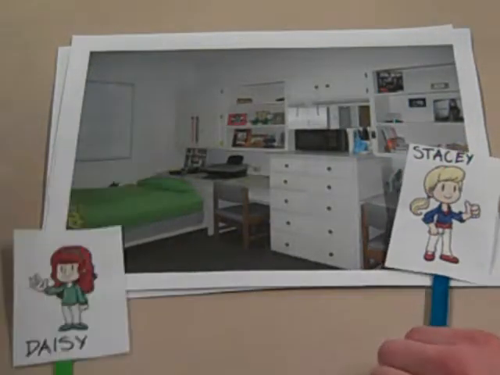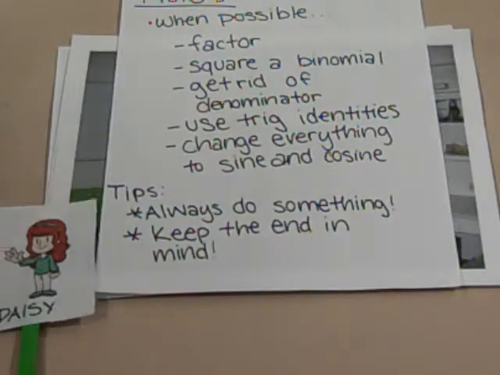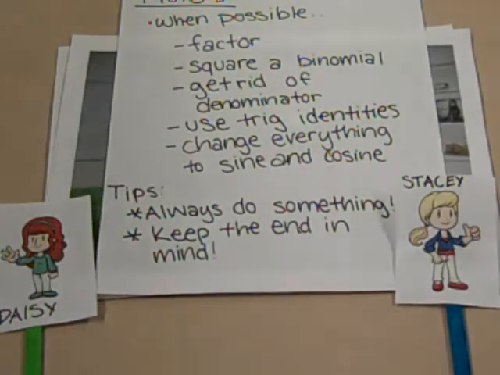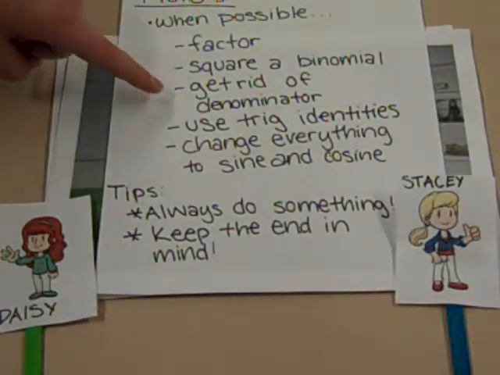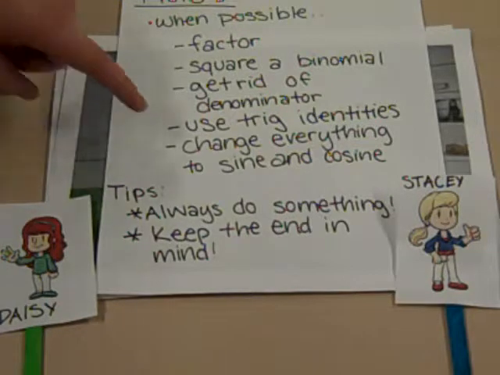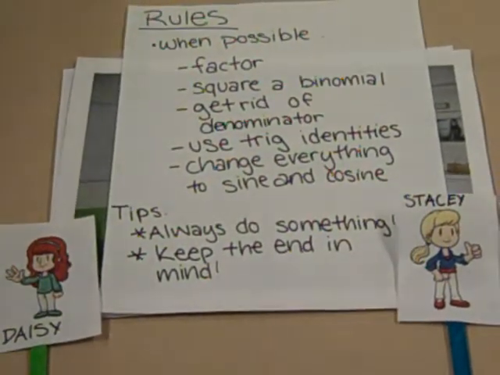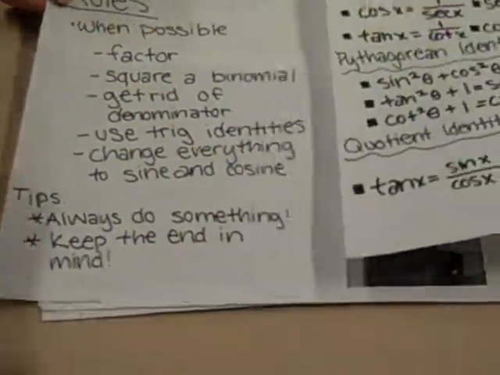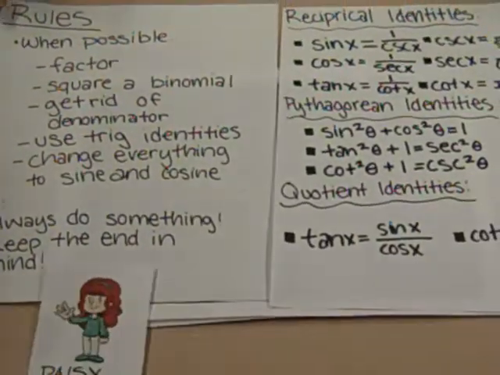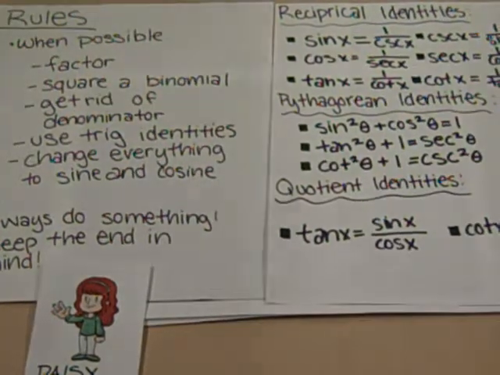The general rules for finding the address you're looking for is go down a street that has factored, squared a binomial, gotten rid of the denominator, or use the fundamental trig identities to change our address. Here are some trig identities you might need. If you're not sure where to go, try going down streets that are all sines and cosines.